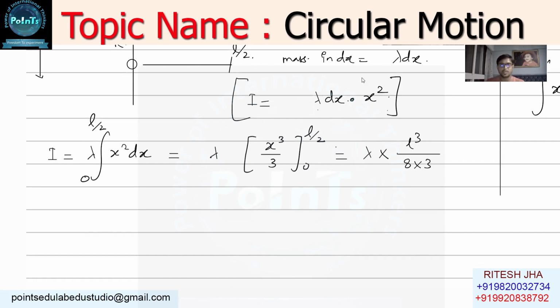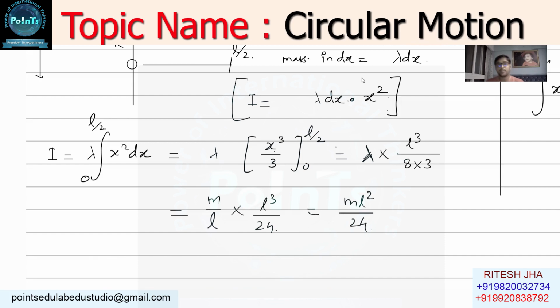So what do we get? x cubed by 3. I'm applying the limits. It becomes L cubed by 8 because x is L by 2. Okay, that makes sense. What is lambda, by the way? Lambda is m over L. So if we have an L cubed over there, then we have mL square by 24.